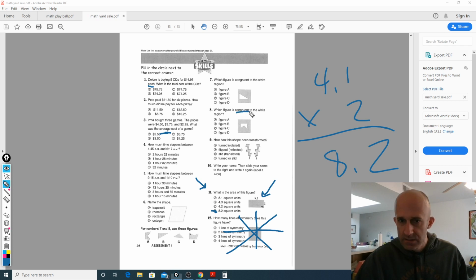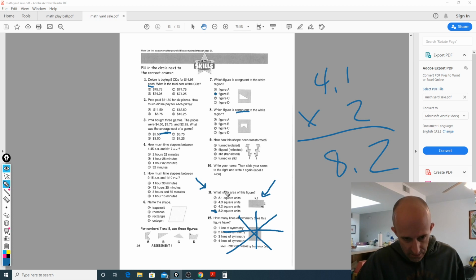Know that congruent means same size and shape. Which figure is congruent to the white region? Well, you look down here, the only one that looks like a triangle would be figure B. Figure B.